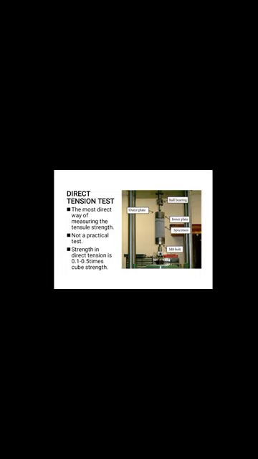It is not a practical test because it is not practically possible. You cannot rely on the test results of the direct tension test, and moreover direct tension will rarely occur in buildings, and the strength in direct tension is around 0.1 to 0.5 times the cube strength. So the direct tension test is just directly pulling the cylindrical specimen in two opposite directions. This is not a practical test because you will rarely see this kind of phenomenon happening in buildings.